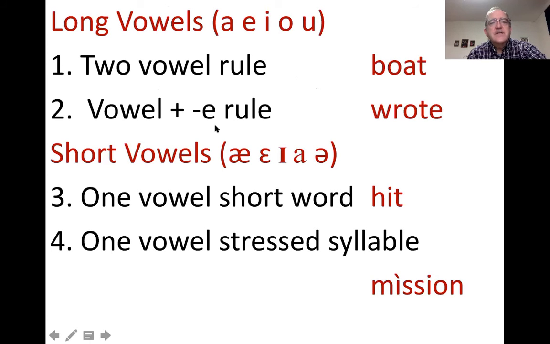That's the vowel plus E rule. We also have the two vowel rule, boat. If there's two vowels, usually the first one makes the sound, boat. And the vowel plus E rule, if you have an E on the end, it becomes long, O. Short vowels, if you have just one vowel, hit, pit, mat, sat, rat, just one vowel and it's a short word, it's going to be short sound. If you have one vowel and it's stressed syllable, but it's a long word, mission, the stress is on this, and it's going to usually be short, mission. Okay, those are the rules.